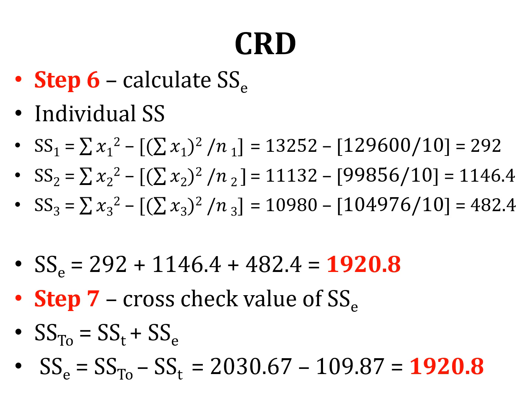And in step number 7, we are going to cross-check the values of these sums of squares. Because we have calculated all three sums of squares, total, treatment, and error, the sum of squares error is equal to the sum of squares total minus the sum of squares treatment, and we can see that this is the same value that we obtained by adding the individual sums of squares. So we are done with the first part of ANOVA, which is the calculation of the sum of squares.